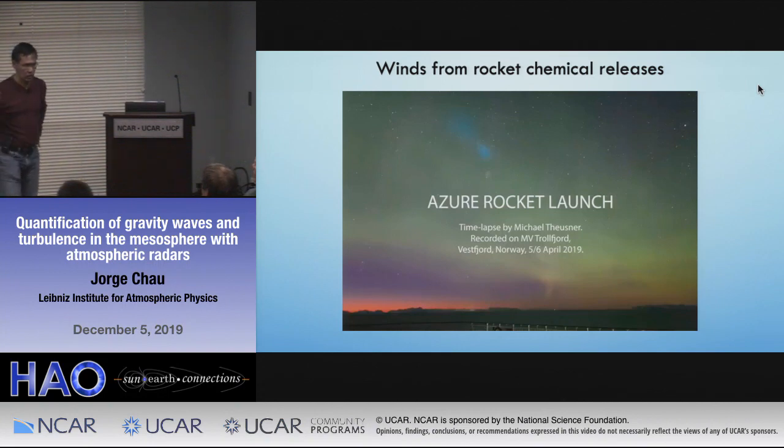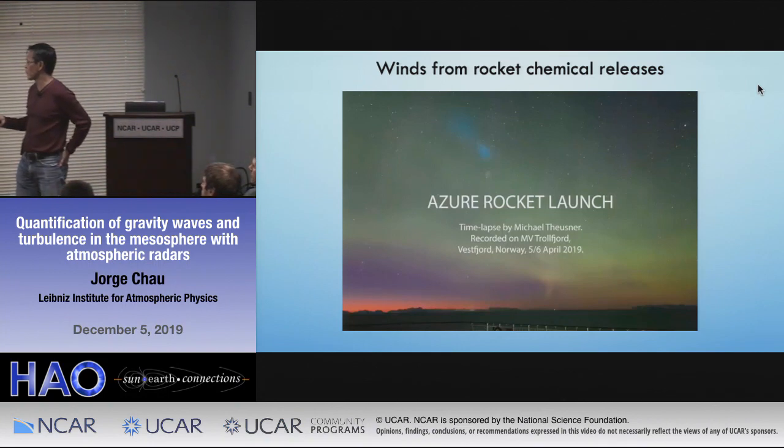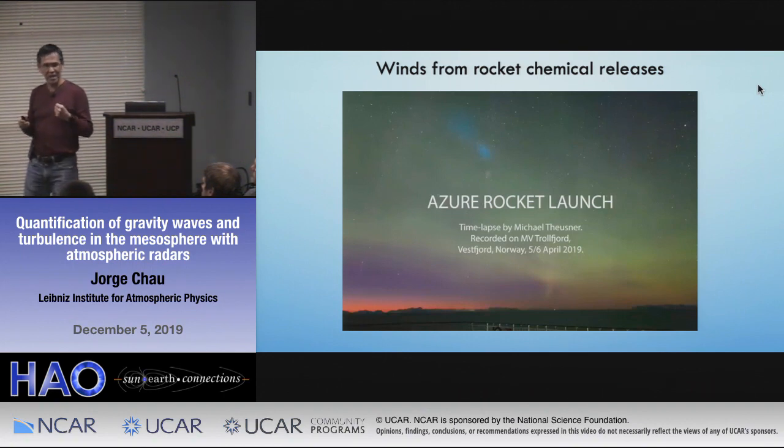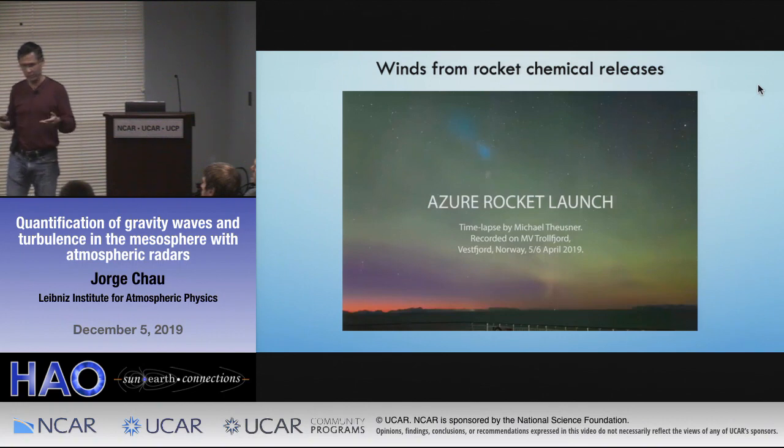This is from a recent rocket campaign, last April, the Azure rocket campaign in Andøya. What you will see is four rockets being launched almost simultaneously. These four rockets will release some chemical tracers, with different composition at different altitudes. I want you to take a look at this part of the MLT region, the white tracers, so you can get an idea of the dynamical structure in terms of space and time.